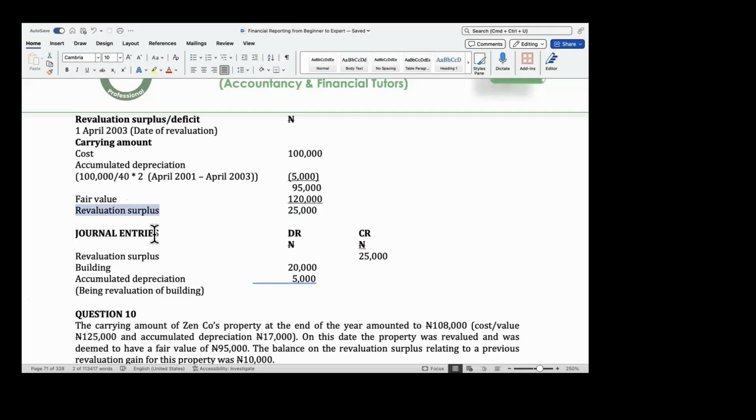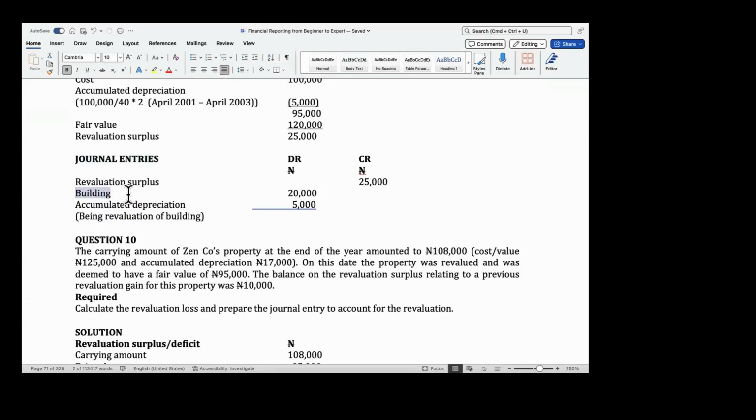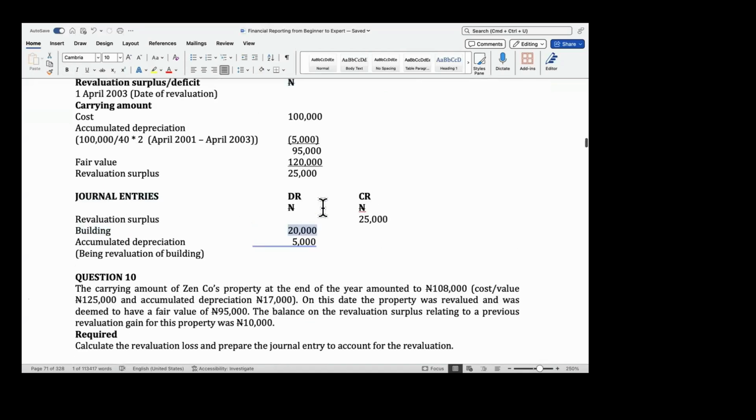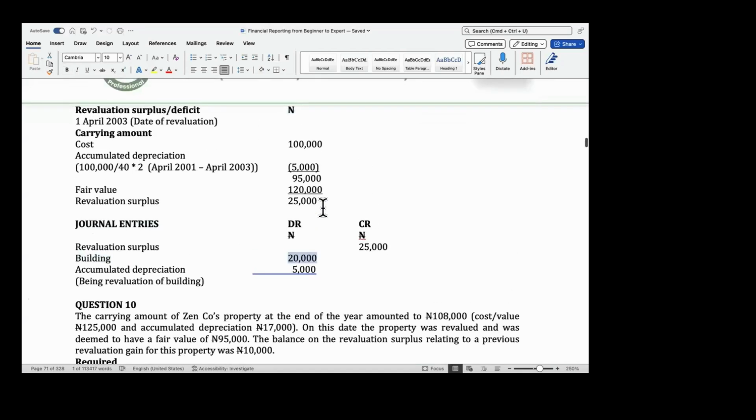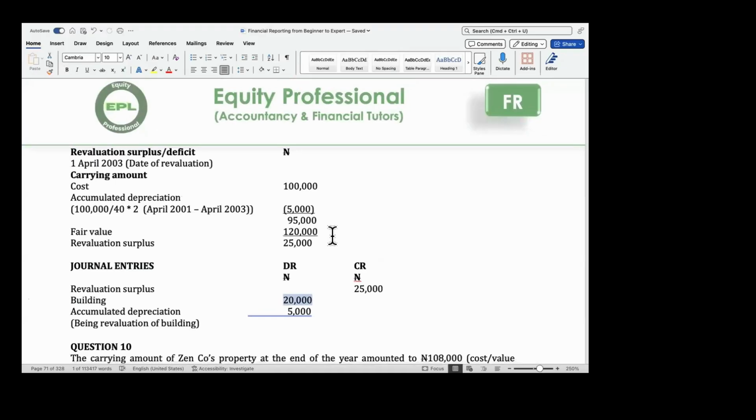So now the journal entries. In your mind, I quickly wanted to take care of the asset accounts. We said we are going to debit 20. You can tell me, why are we debiting 20 to the asset account here? Can anyone tell? Because the cost of the asset has increased. Because the fair value now is 120, from 100 to 120.